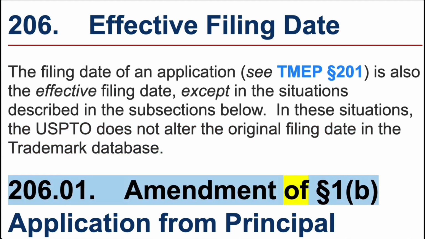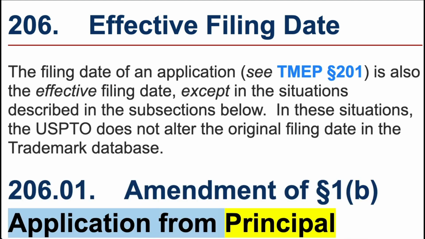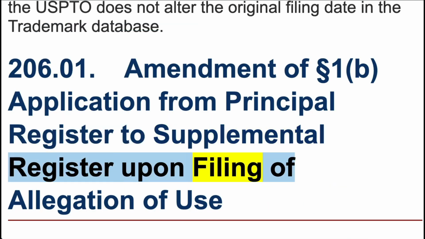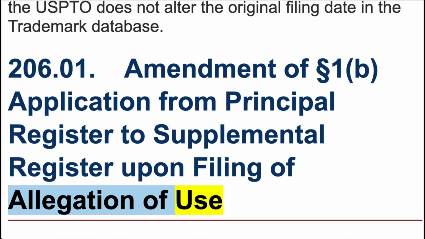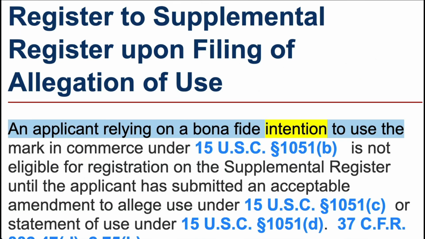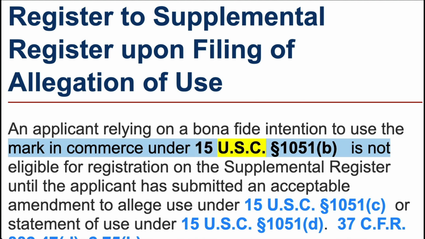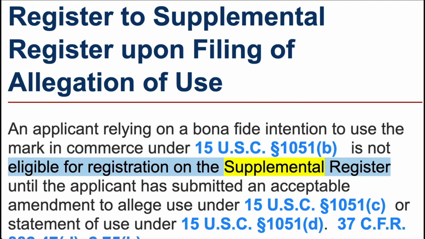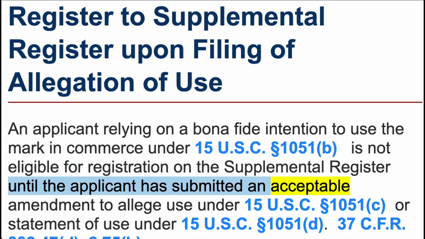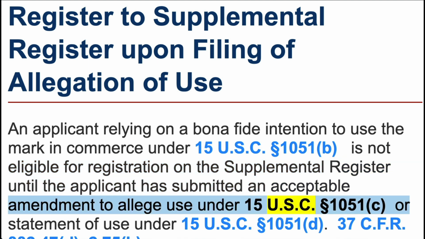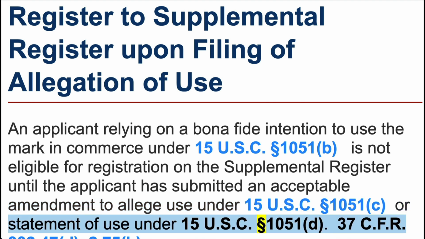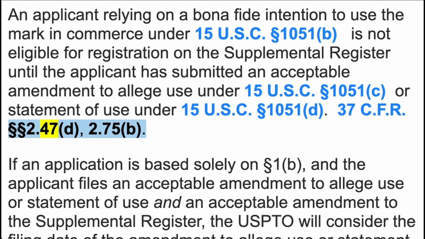206.01 Amendment of Section 1(b) Application from Principal Register to Supplemental Register upon filing of allegation of use. An applicant relying on a bona fide intention to use the mark in commerce under 15 U.S.C. Section 1051(b) is not eligible for registration on the Supplemental Register until the applicant has submitted an acceptable amendment to allege use under 15 U.S.C. Section 1051(c) or statement of use under 15 U.S.C. Section 1051(d). 37 CFR Sections 2.47(d), 2.75(b).